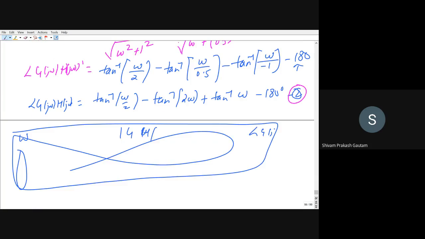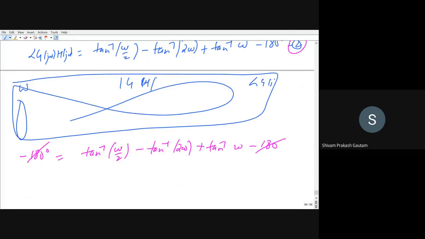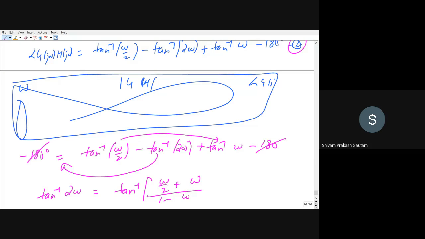So just see, I will equate equation number 2 to minus 180 degree. Minus 180 degree will be equal to tan inverse of omega by 2 minus tan inverse of 2 omega plus tan inverse of omega minus 180. Minus 180 and minus 180 will cancel. Take tan inverse of 2 omega to this side. So this will be tan inverse of 2 omega, and apply the formula of tan inverse of A plus tan inverse of B on these two. So this will be tan inverse of A plus B, that is omega by 2 plus omega, upon 1 minus omega square by 2.